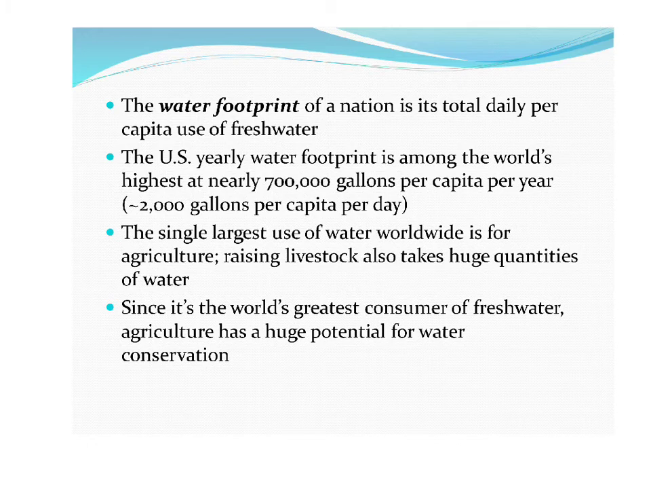The definition of water footprint: the water footprint of a nation is its total daily per capita use of fresh water. The U.S. yearly water footprint, like we just pointed out, is among the world's highest. It's nearly 700,000 gallons per person per year. That comes out to about 2,000 gallons per capita per day.